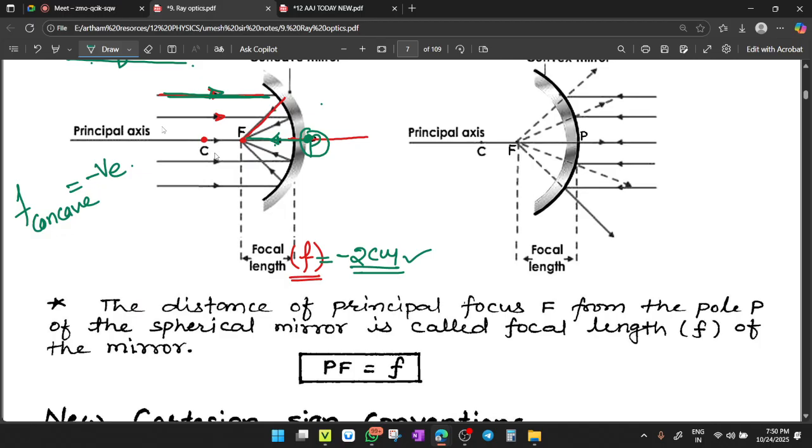Now radius of curvature. Tell me, will the radius of curvature be positive or negative? So where is the radius of curvature? This point. From pole to center of curvature, this becomes the radius of curvature. So is it positive or negative? Yes, tell me. Is it positive or negative? Radius of, oh yes, from the pole to the point C.